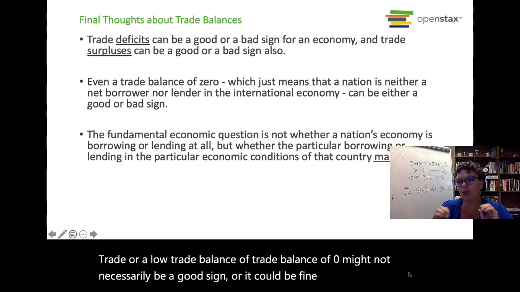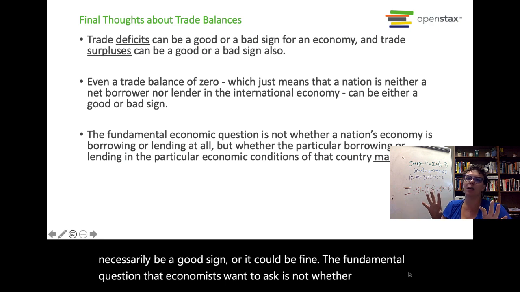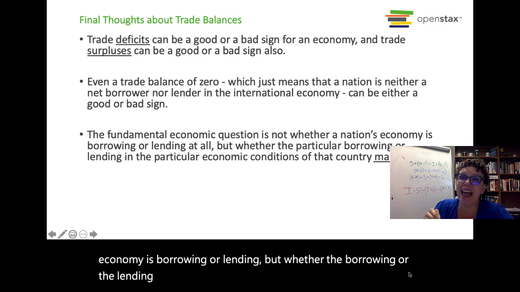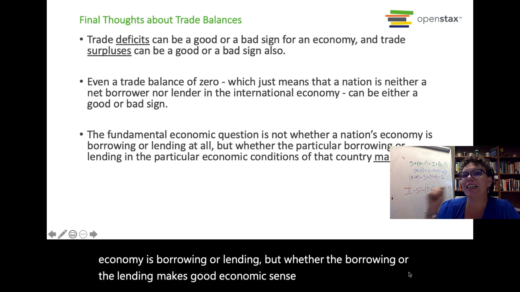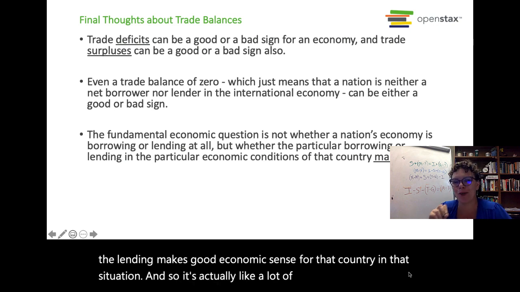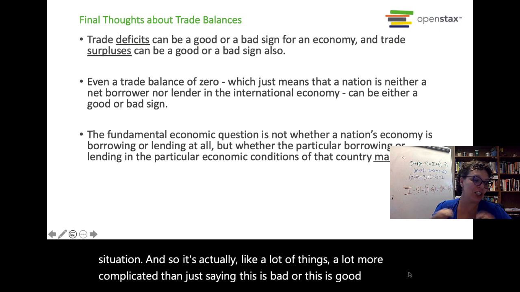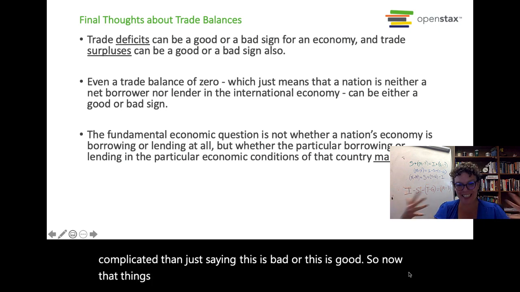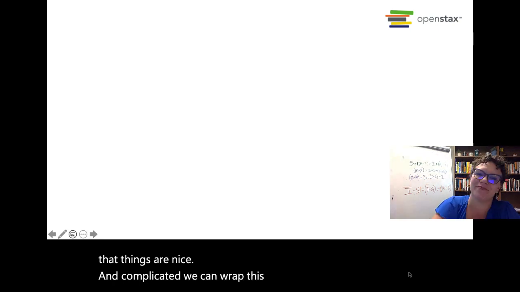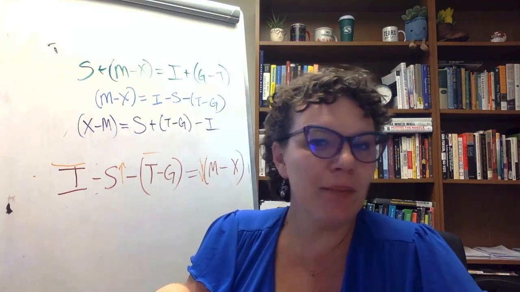The fundamental question that economists want to ask is not whether a nation's economy is borrowing or lending, but whether the borrowing or the lending makes good economic sense for that country in that situation. And so it's actually, like a lot of things, a lot more complicated than just saying this is bad or this is good. So now that things are nice and complicated, we can wrap this chapter up. Okay, that's it. Again, this chapter is a little bit complicated, but it's also short.